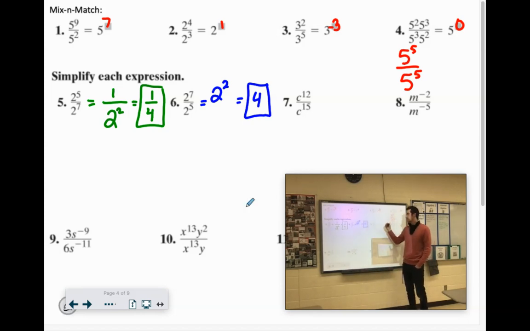C to the 12th over C to the 15th. Are there more in the numerator or denominator? Denominator. So if we subtracted 15 minus 12, 15 minus 12 is 3.